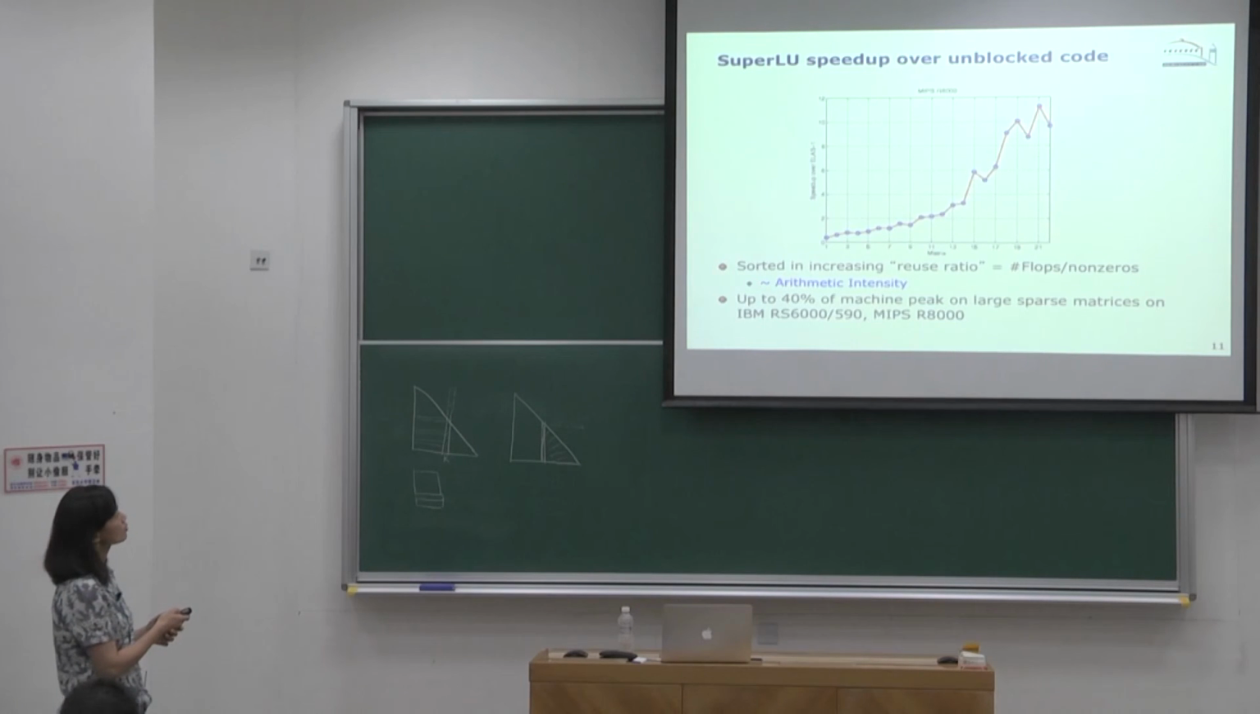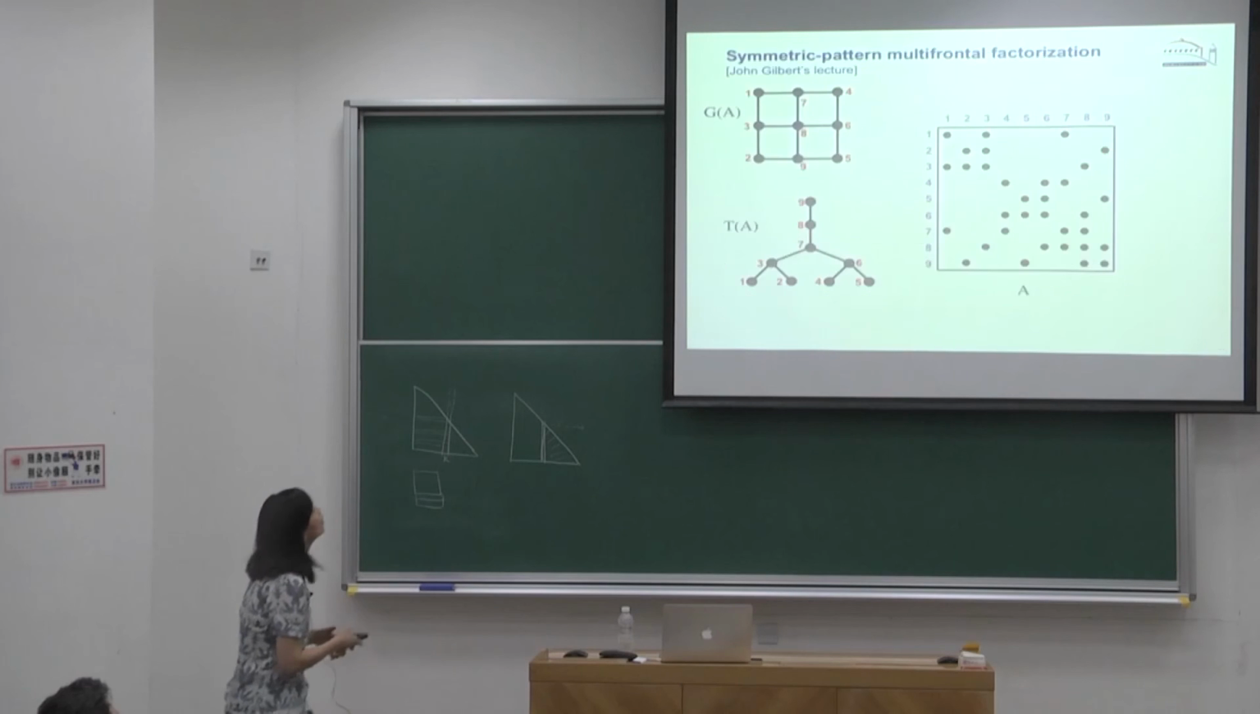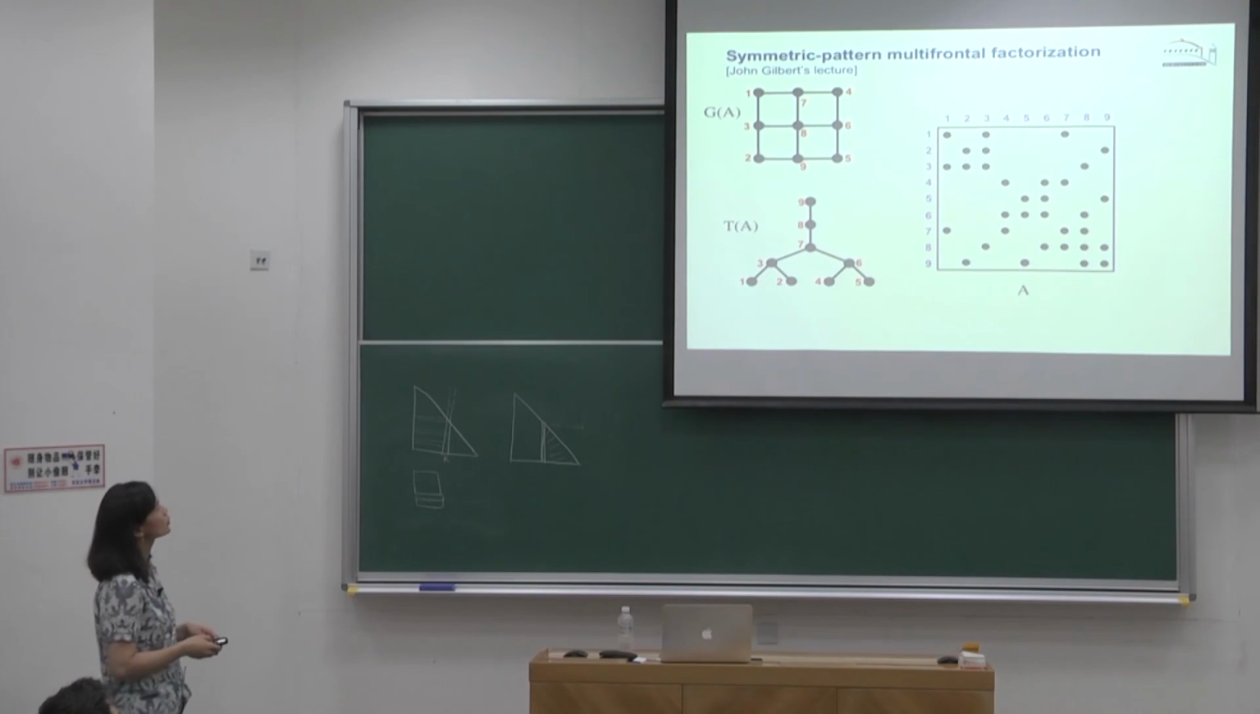These matrices are sorted in increasing order of reuse ratio, which is the number of flops divided by the number of non-zeros. It's a similar measure to our arithmetic intensity, right? So you see that with bigger and bigger arithmetic intensity, the speedup is getting bigger. Even for a sequential machine, without parallelism, just using this supernode organization, you can get over 10 times the speedup compared with just a column-wise algorithm. And so that's the supernode.